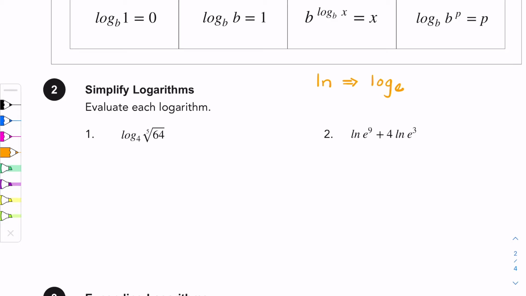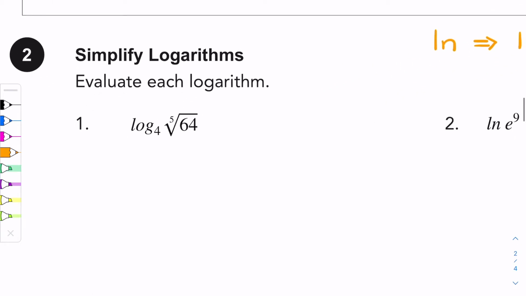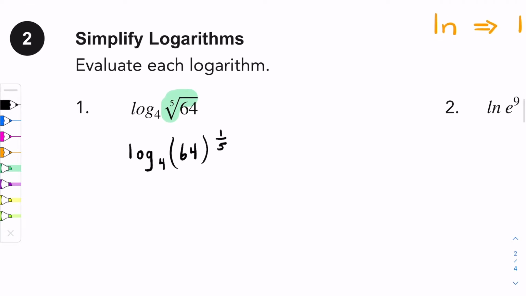So number 1, we have log base 4 of the 5th root of 64, which I'm going to rewrite as an exponent. I'm going to rewrite this as log base 4 of 64 raised to the power of 1/5. From here, I'm going to rewrite 64 as 4 cubed. The reason I know to write that is because I'm looking at the base, which is 4, and thinking if there's anything else I can do to simplify this. I recognize that 64 can be written with a base of 4.